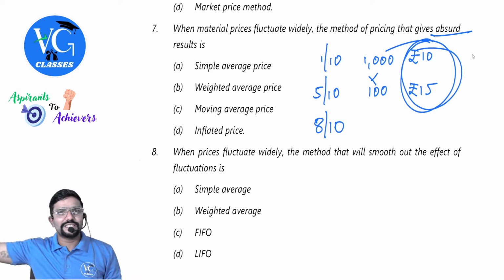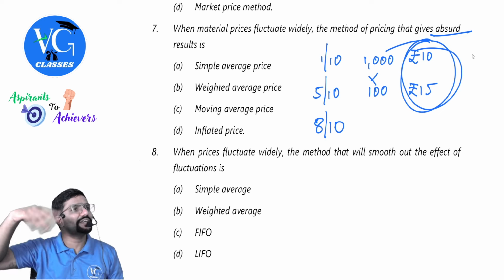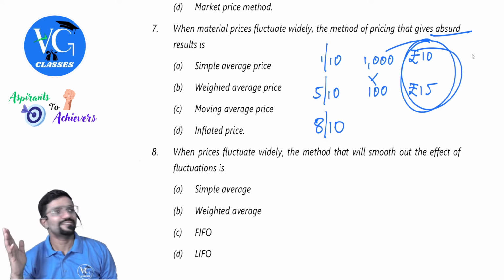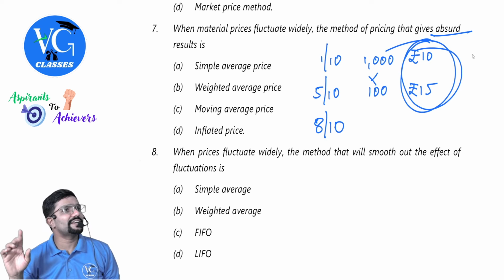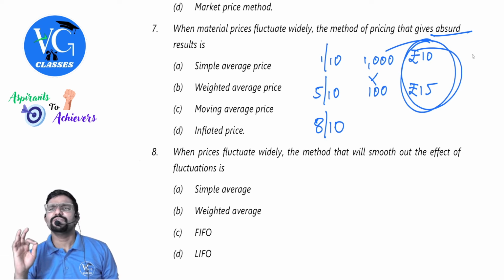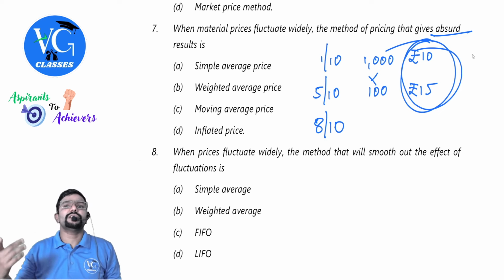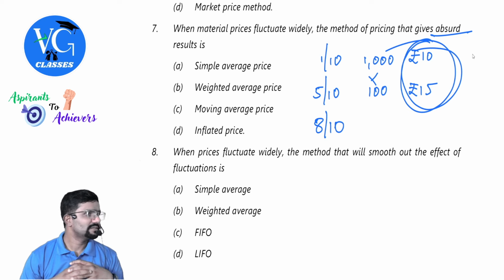1000 kgs I purchased at 10 rupees, whereas 100 kgs I purchased at 15 rupees. So ignoring the quantity, you are considering only price, which you are valuing at 12.5, which will give an illogical answer. Now, sir, which method will give me a logical answer? Weighted average.